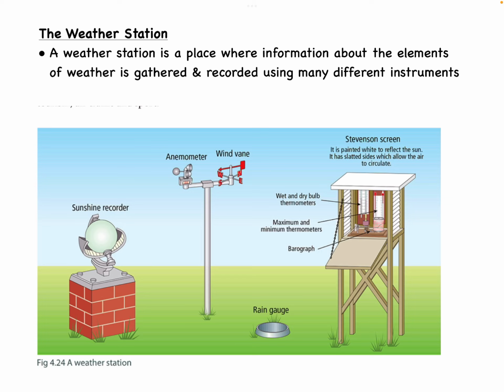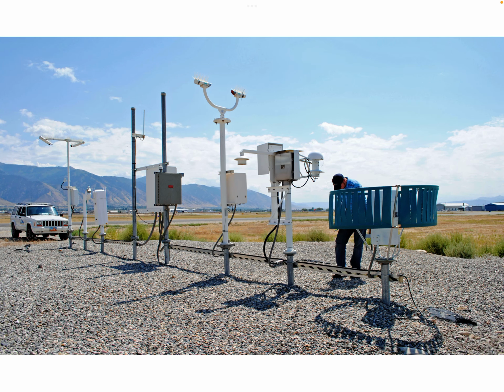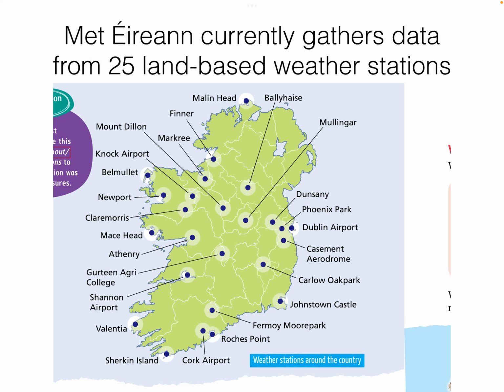Okay, so weather station then, just to finish up, is where we gather all of these weather instruments. Like you have a sunshine recorder, you have a wind vane, you have thermometers. So weather stations, we have about 25 of them all around Ireland. Okay, and they're all belonging to and run by Met Éireann. I suppose looking at the map there, the closest one to us would be Fermoy, I would imagine. And if you're ever flying out of Cork Airport, you might pass it on your way into the car park. All right, I hope that helps.